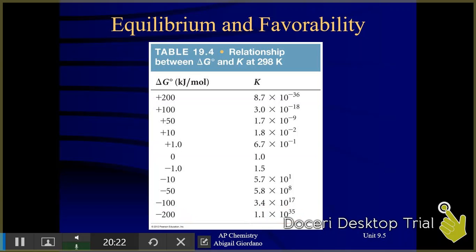Last but not least, if delta G equals 0, the K value will be exactly 1. The ratio between products and reactants will be equal to 1. If you don't believe me, you can plug 0 into that equation, delta G equals negative RT ln K, and you will get a value of 1 for K.